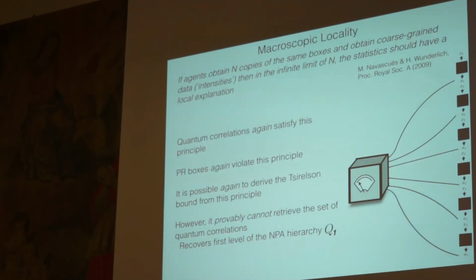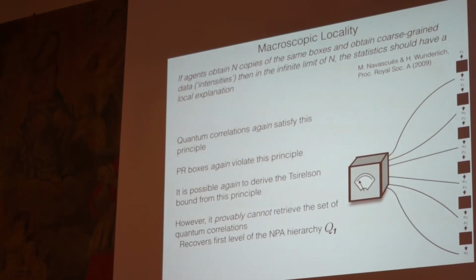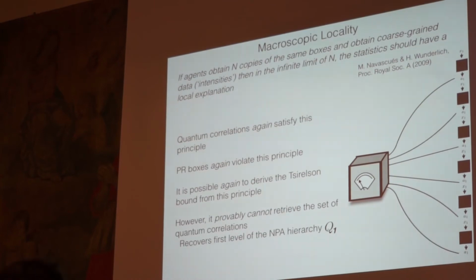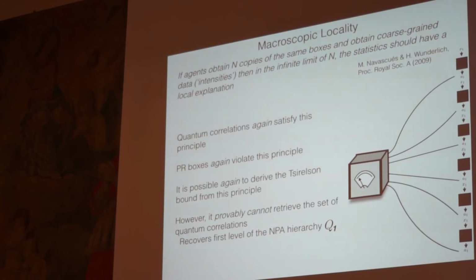And it turns out that quantum correlations, again, satisfy this principle. You take a bunch of quantum systems, you coarse grain the outputs of these devices, and then you take the infinite limit and you find there is always a local explanation. But PR boxes, again, violate this principle, and it is possible, again, to derive the Tsirelson bound from this principle. However, interestingly, this is the first time where it's provably shown that you cannot retrieve the set of quantum correlations using this principle. They recover some level in the NPA hierarchy that I mentioned.